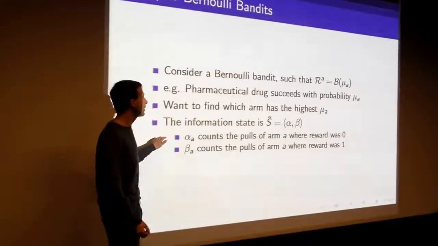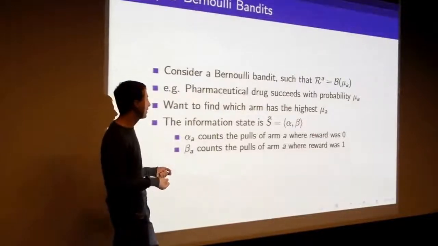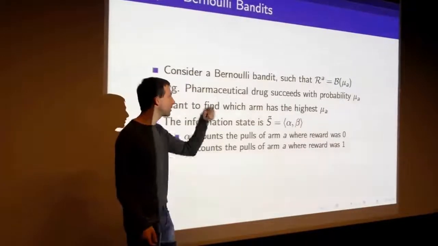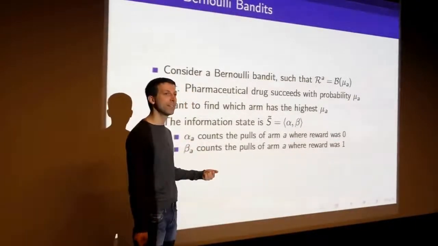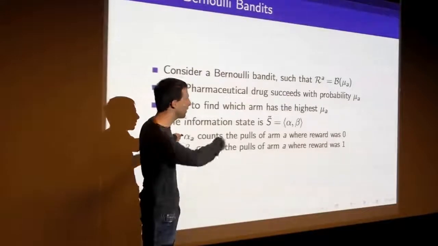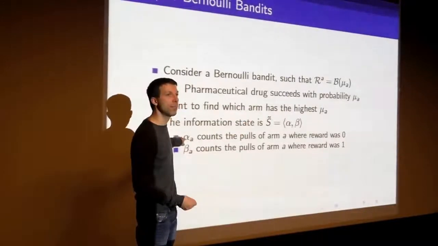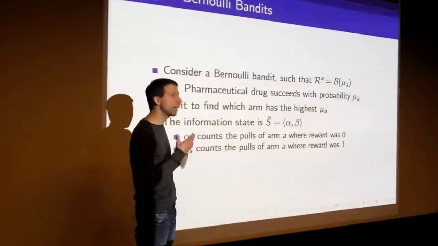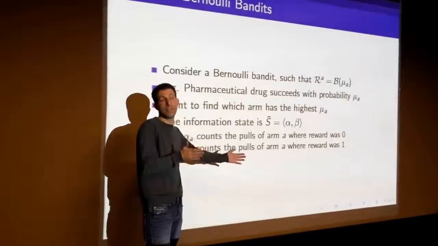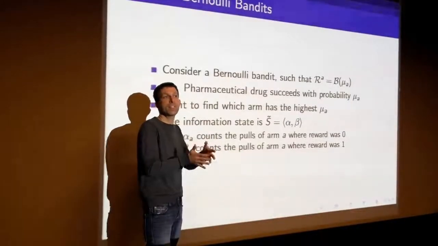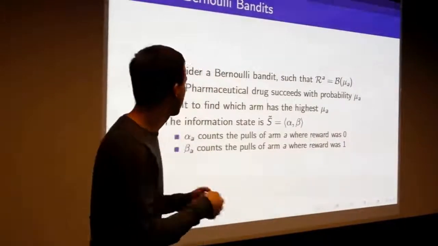And so what's the information state here? Well, the information state is the counts. That's one example of the information state. How many times have I pulled this arm and it's failed, and how many times have I pulled this arm and it's succeeded? So how many times did I try this drug on someone and they got better, and how many times did they not get better? If I can keep those statistics, they summarize everything I've seen so far.